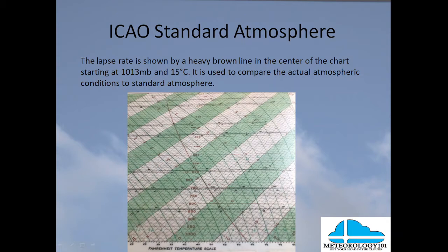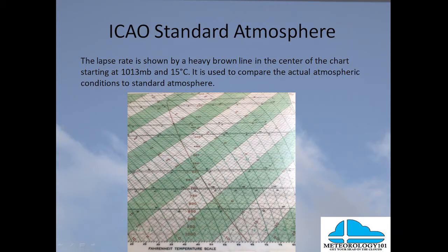Okay, so the standard atmosphere lapse rate is shown as the heavy brown line in the center of the chart, starting at 1013 millibars. That's your standard atmosphere at 15 degrees Celsius. You use it to compare the actual temperature conditions to standard atmosphere. So when you look at the Skew-T, when you've plotted a Skew-T, you can see your temperatures and dew points and your lapse rates, and that this is the standard pressure decreasing with height. So this lapse rate is a standard lapse rate.